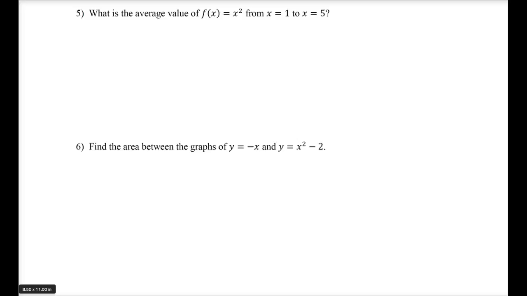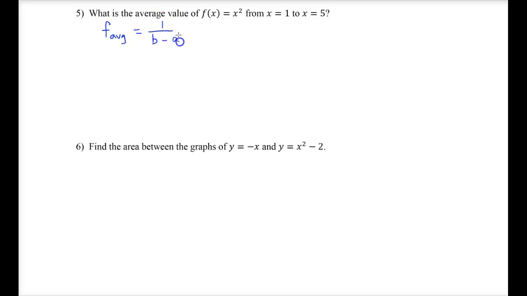Okay, so for our next problem, we want to know what is the average value of f of x equals x squared from x equals 1 to x equals 5. And so when we say the average value, what we're really trying to say is what is going to be the average area under the curve of the function x squared from x equals 1 to x equals 5. And so how we actually find that is this way. So we'll say f average, and we'll call that the average value.